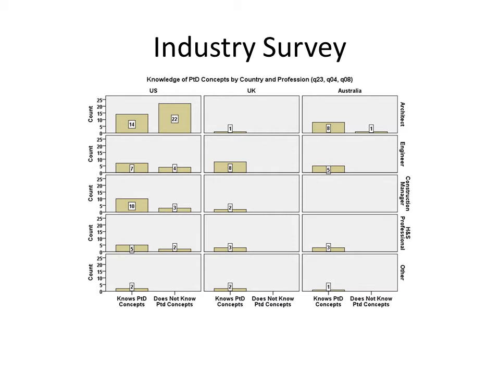The results in the figure show that general knowledge of prevention through design by architects in the US is low, while prevention through design knowledge is more prevalent in Australia and in the UK. And within the profession in the US, those that know this concept are mainly engineers, construction managers, and health and safety professionals.